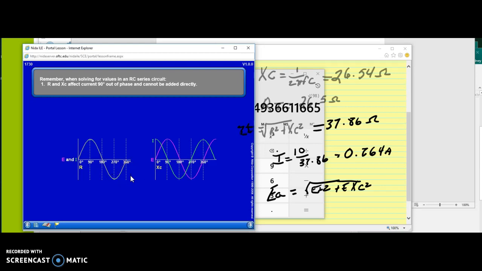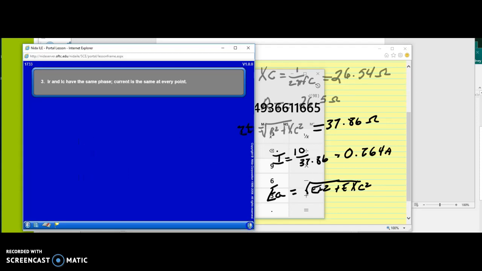So kind of finishing this up, remember when solving for values in an RC series circuit, R and XC affect current 90 degrees out of phase and cannot be added directly. ER and EC are not in phase and cannot be added directly. IR and IC have the same phase. Current is the same at every point.